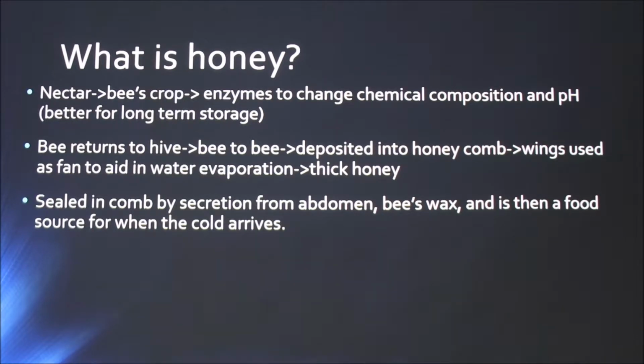And then the wings will be used as a fan to help with the water evaporation, because at that point it's not the thick honey that everyone's used to seeing. By that point it'll be thick, and at the end it will be sealed by a secretion from the abdomen of the bee known as beeswax once it's dried. And then it'll be the food source for when the cold arrives and the bees can't go out like they normally do.